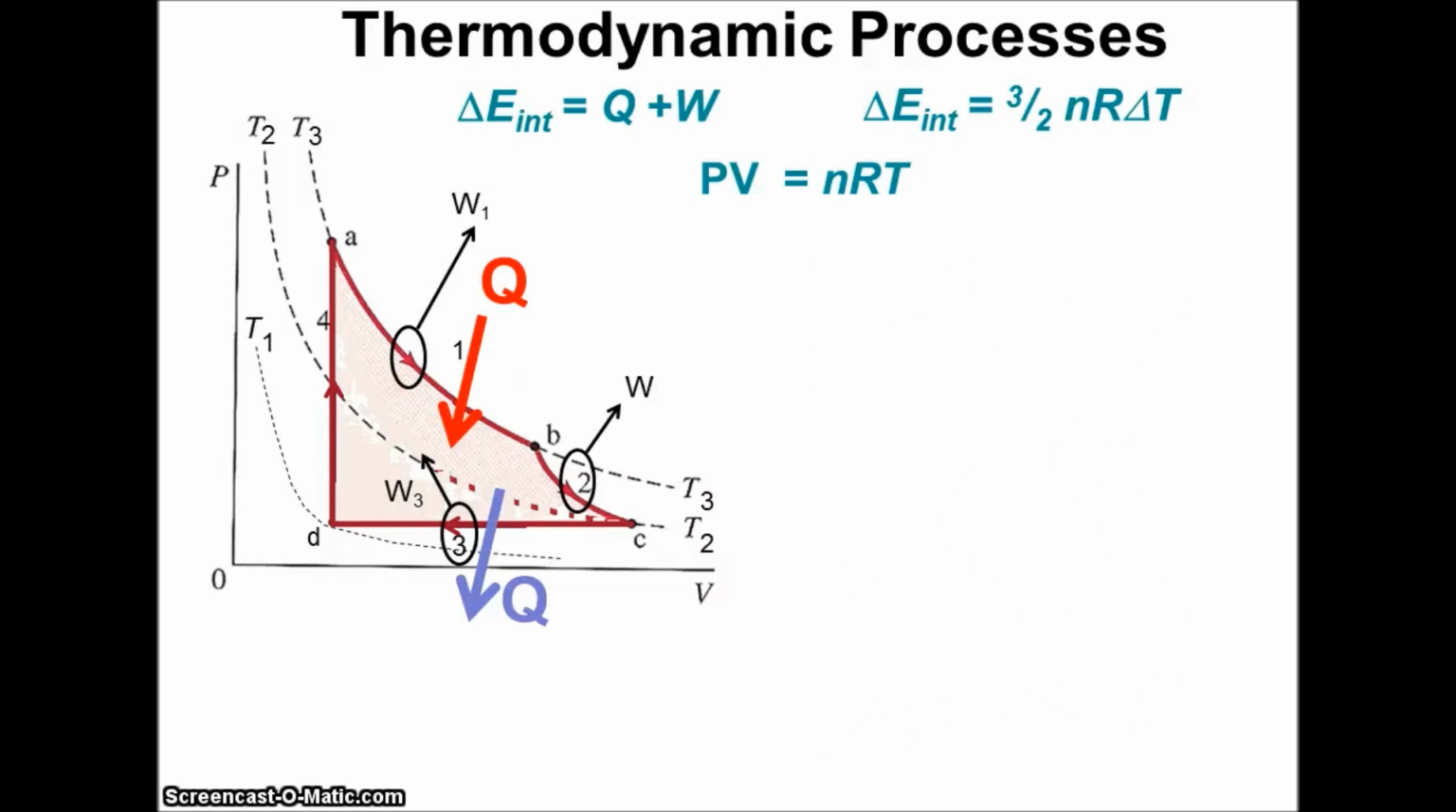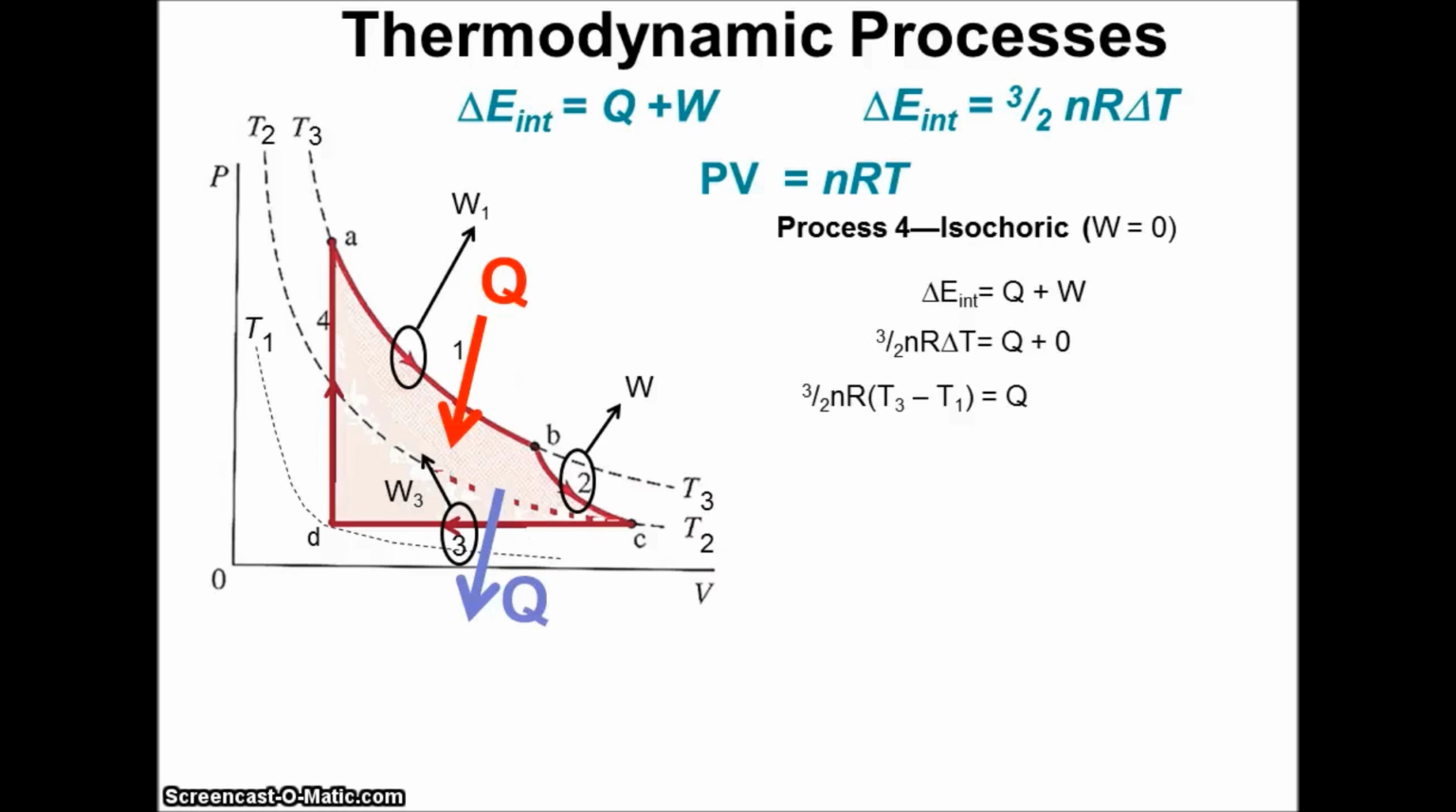Okay, now let's look at process 4. Process 4 is isochoric, so the work is 0. And so that means the change in internal energy is going to be equal to Q. Change in internal energy is 3/2 nRΔT. And T3 is going to be greater than T1, so there's going to be heat coming into the system.